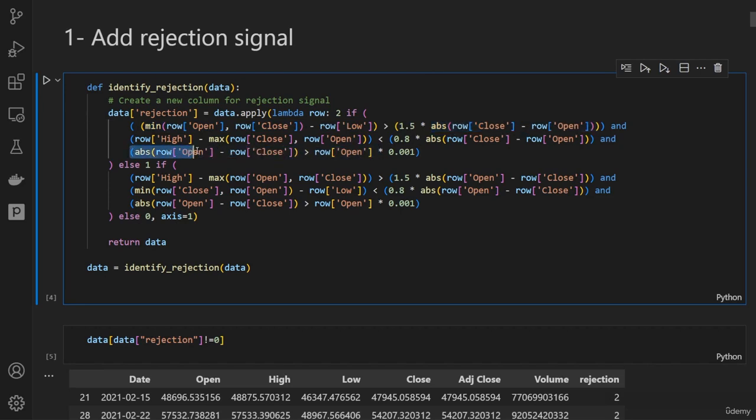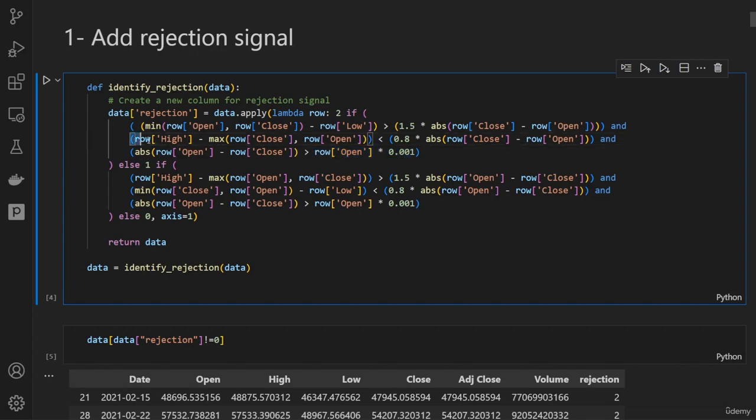So the absolute row open minus row close, so the body of the candle, should be above the opening price, whatever the value is, times 0.001. So it's a certain percentage of the current price or the opening price of the candle. So the candle has to have a certain size of body to be valid for this signal.